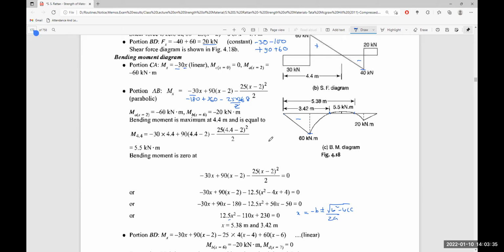And if we take the derivative of the bending moment with respect to x and equate it to 0, we find that the bending moment will be maximum at this point. Here, this bending moment curve is maximum at this point, otherwise it is less from this point to this point.